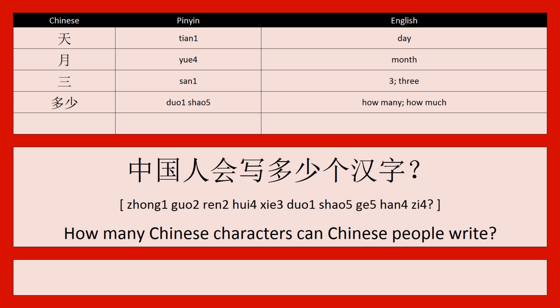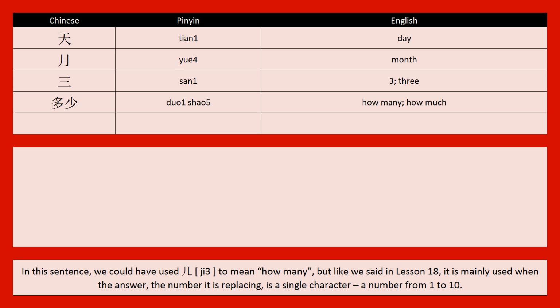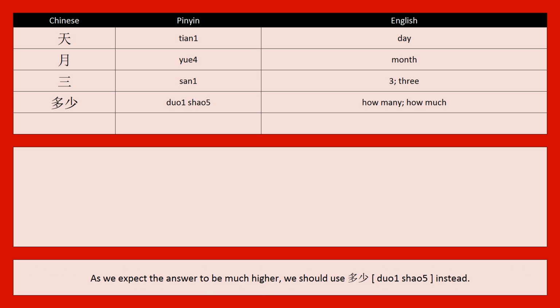中国人会写多少个汉字？ In this sentence, we could have used 几 to mean how many, but like we said in lesson 18, it is only used when the answer, the number it is replacing, is a single character, a number from 1 to 10. As we expect the answer to be much higher, we should use 多少 instead. With 多少, the classifier can be omitted, but with 几, it can't.